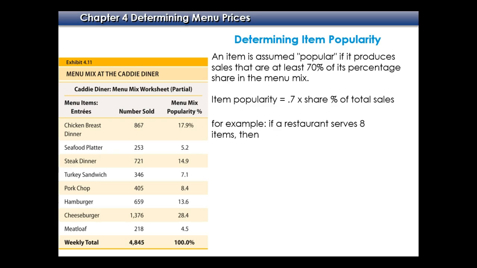So I follow the same example in the book. If a restaurant serves 8 items, then you take that 100% divided by 8, which will give you a 12.5 expected sales mix.